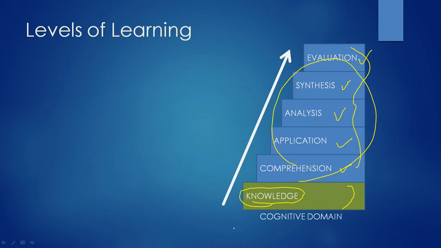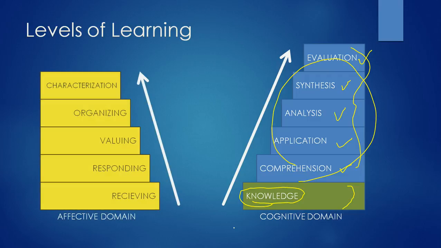Okay, the next ones I want to show again briefly are those of the affective domain. Now, the affective domain has 5 levels, and this deals with not thinking. This is with your values and attitudes. Okay, and so the first level is that of receiving.